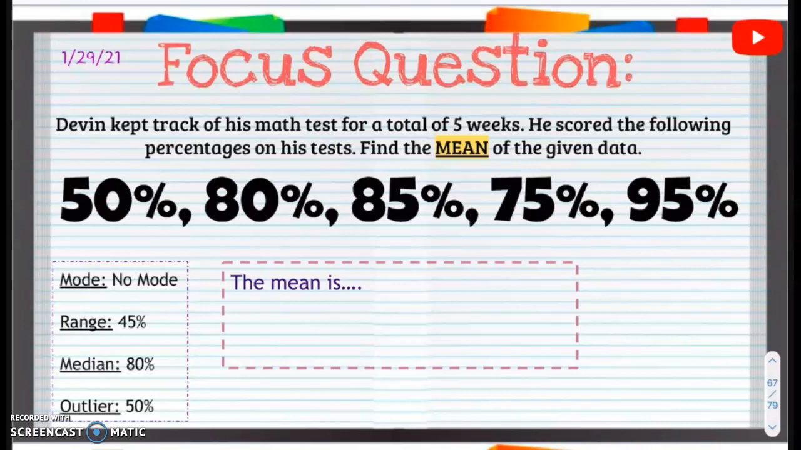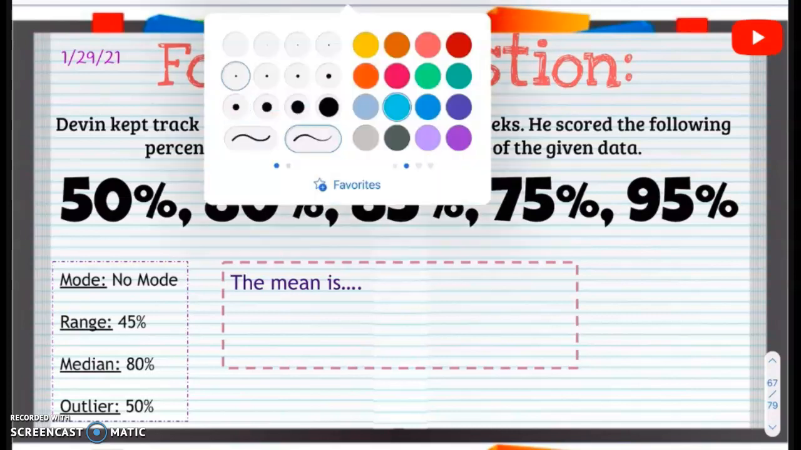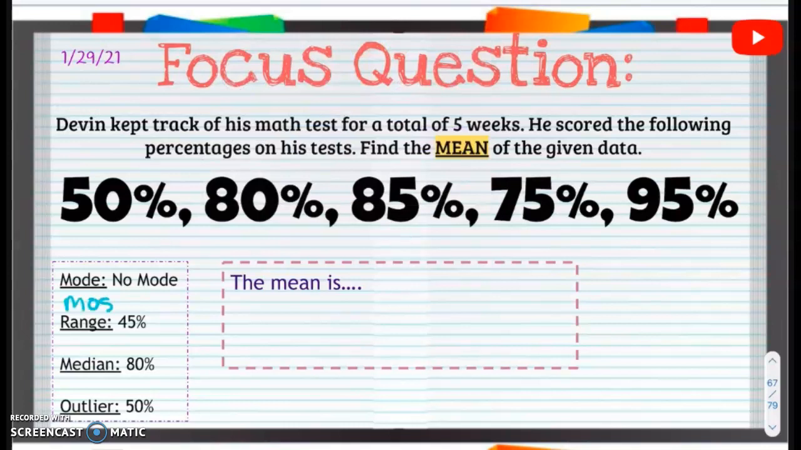So we're going to find the mean today, but remember the mode was the number we saw the most of. The range was that big number minus the small number. Median was the middle. And that outlier was the one out of place, either too big or too small.